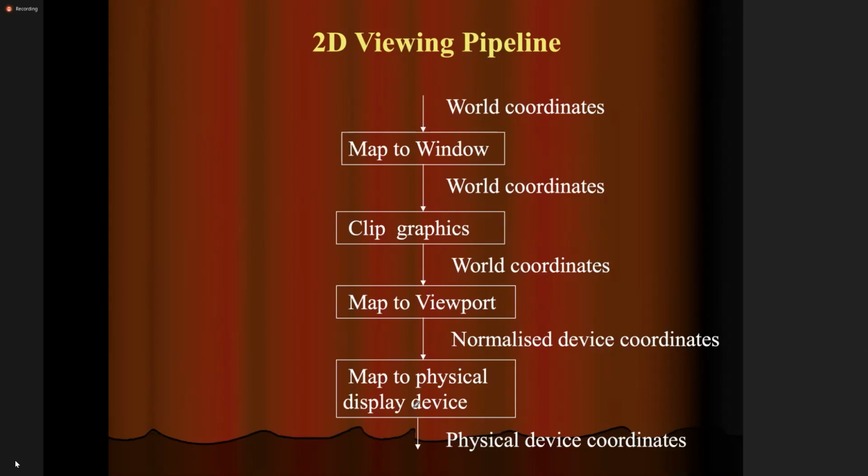From memory, we clip it. After clipping, we map them to the viewport, and the viewport will be placed on the screen, and we calculate which pixel is to be illuminated and what the color of that pixel is. As a whole, we do that. That is what we call the two-dimensional viewing pipeline of computer graphics.